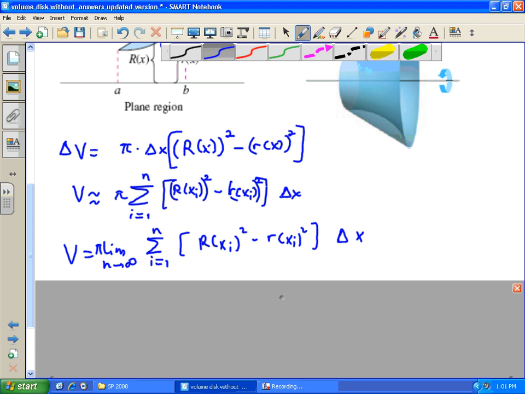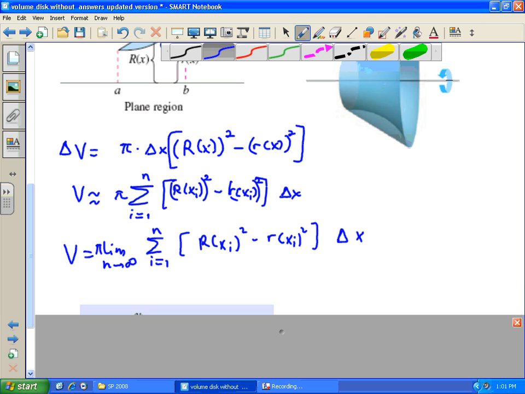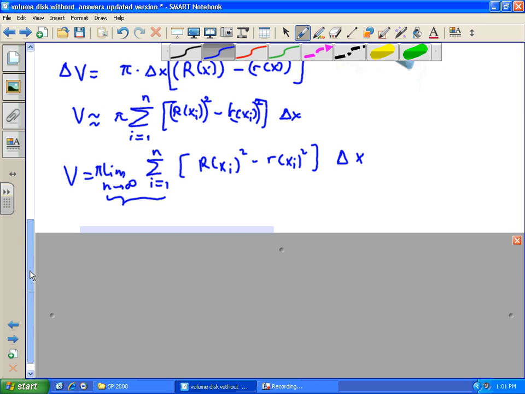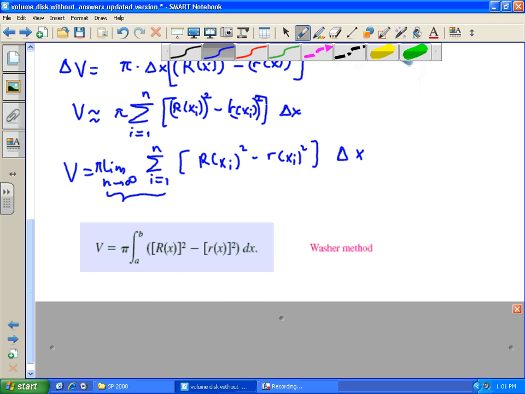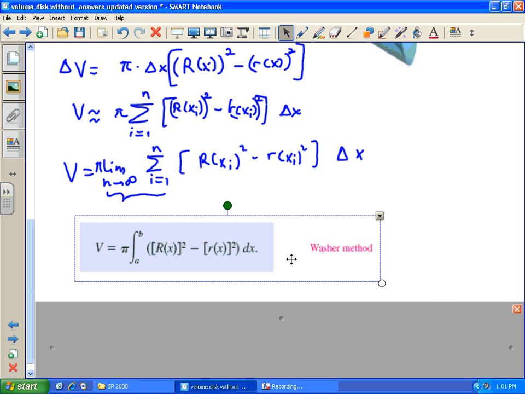And what replaces this limit of a sum in calculus once again? How can I use a shortcut notation for these two symbols? The integral notation, right? That's, again, the definition of an integral. So if you do that, you get the formula for the washer method.